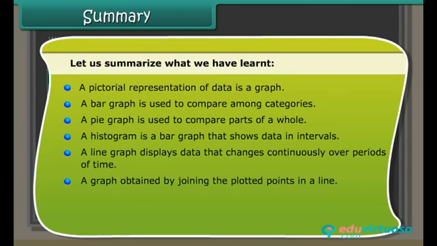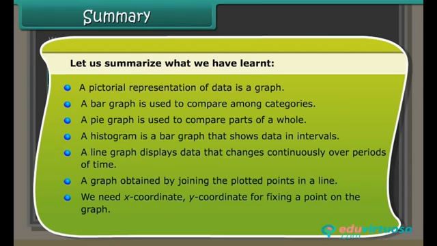A linear graph is obtained by joining the plotted points in a line. We need the x-coordinate and y-coordinate for fixing a point on the graph. We can show direct variation through a line graph.